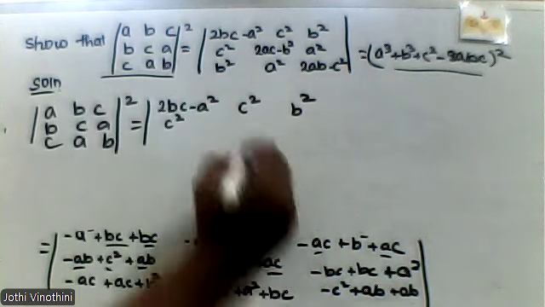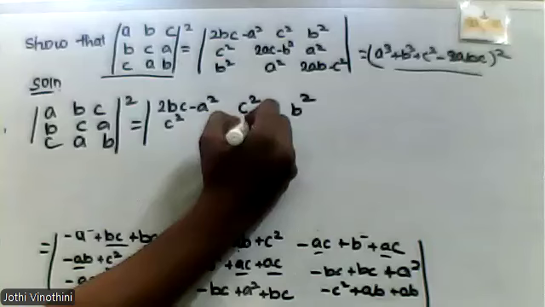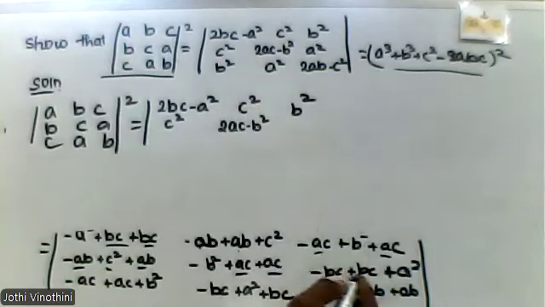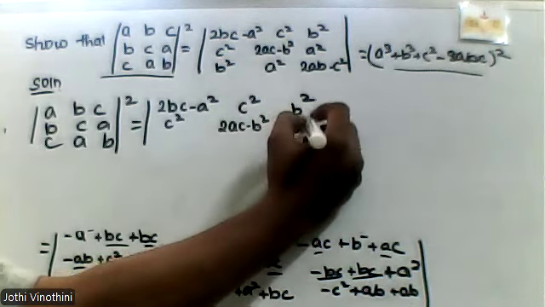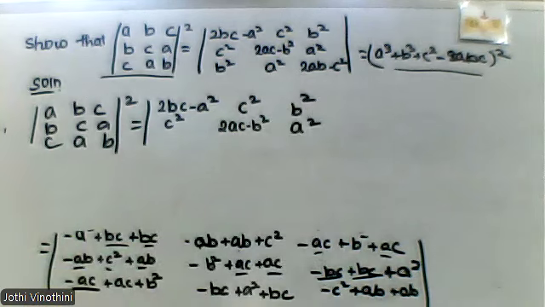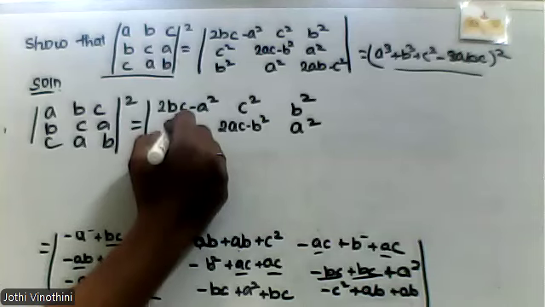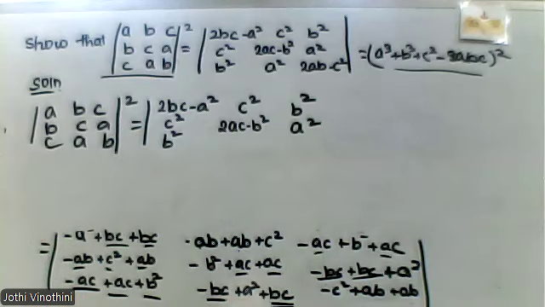Here AC, AC, so 2AC minus B squared. Here minus BC plus BC will get cancelled. What we have is A squared. Minus AC plus AC get cancelled. What we have is B squared. Minus BC plus BC get cancelled.